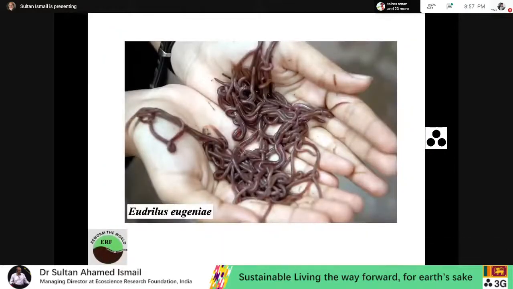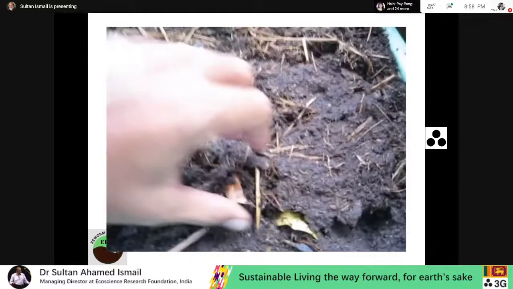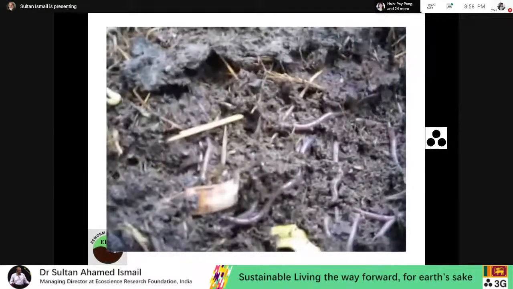But unfortunately, we use this imported variety, Eudrilus eugeniae, for composting purposes. So if you are going to do composting, it's very simple. First, decompose the product. Let the heat go away. After the heat goes, introduce the worms and keep a dry cow dung pat on the top. That's vermicompost production. Vermiculture and vermicompost.